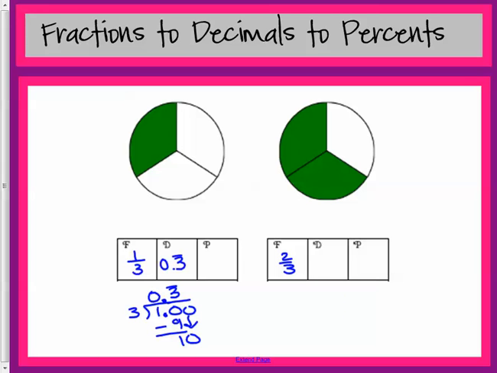And same over here. 3 doesn't go into 2, but it goes into 20 6 times, which is 18.